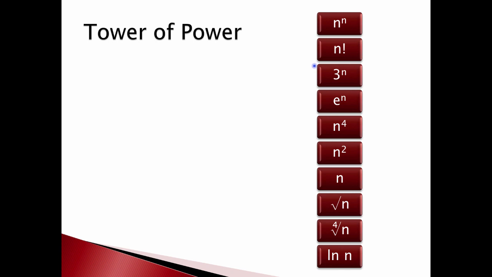4 to the n would be even bigger. 5 to the n would be even bigger. Of course, 2 to the n would be a little smaller than e to the n, but would still be bigger than n to any power, right? Any polynomial. As we keep going, the bigger the base, the more powerful the function.